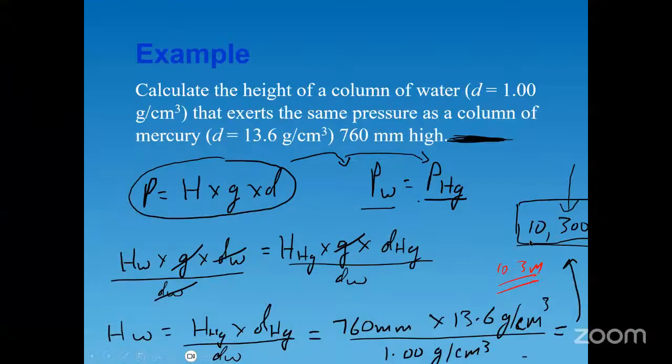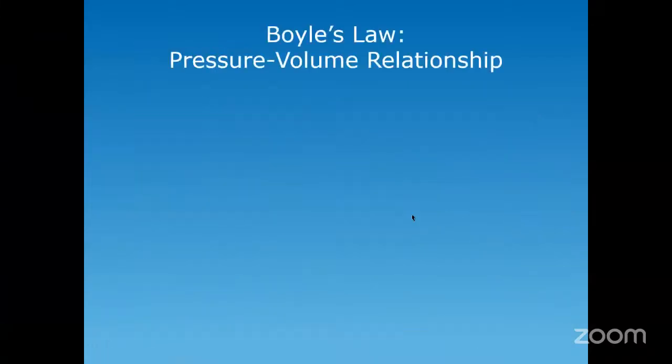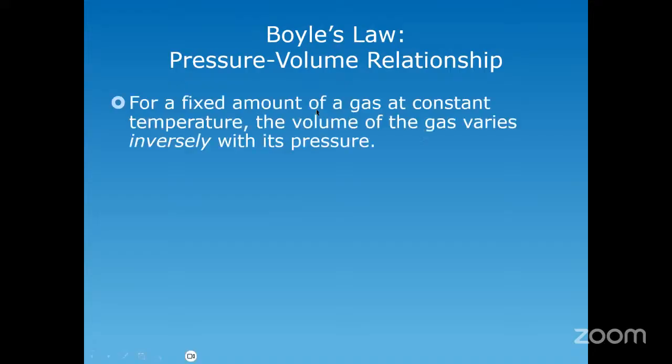Okay, so the first law we're going to look at is Boyle's law, and this law relates the pressure of a gas to its volume, right? And there are several ways of expressing this law, both mathematically and in words. So in words, one way of expressing it is that for a fixed amount of gas at a constant temperature, the volume of the gas varies inversely with its pressure, right?